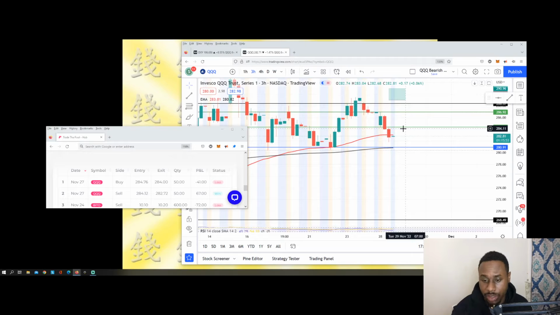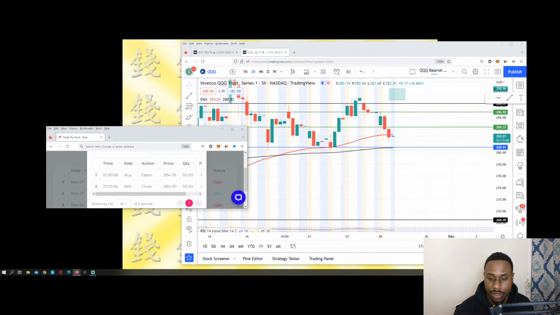So I had two trades today, right? And remember that this platform has it a day behind for some reason. So this is November 28th, and the times are behind by 5 hours because it's a UK platform. This trade was executed at 10:30. I entered on a buy on this candle when it started to come down here, and I had my stop loss at 284.